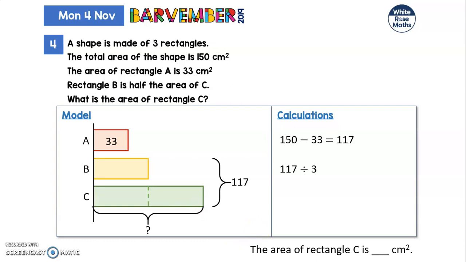If you remember your laws of divisibility, we know this is going to go in exactly to give us an integer answer, because 1 add 7 is 9. So I can do a bit of bus stop and work out that that is 39. And so each of those 3 sections is 39. And that means that the area of rectangle C is 2 lots of 39, which is 78.